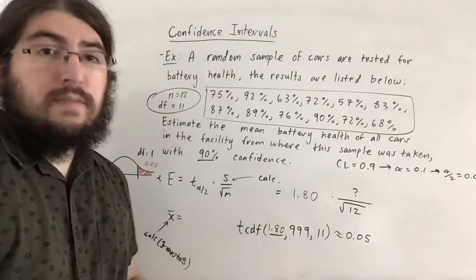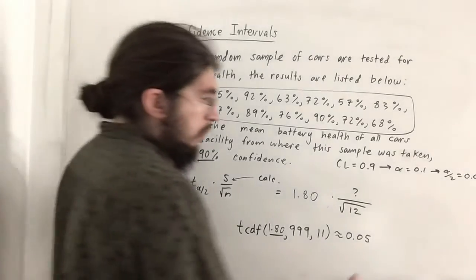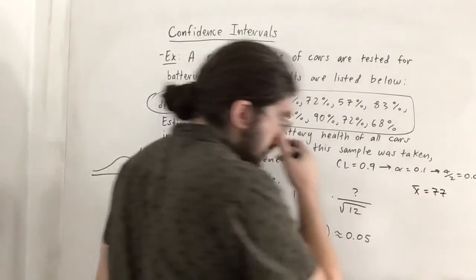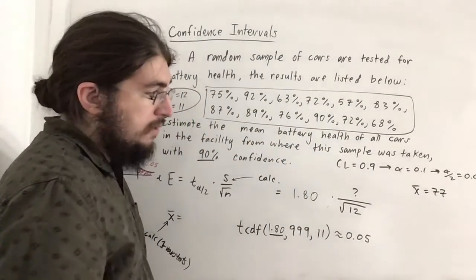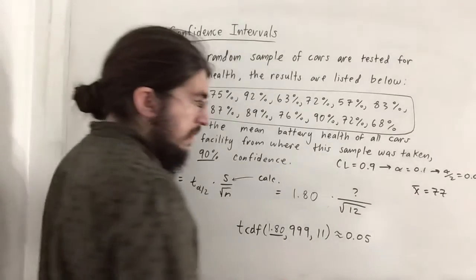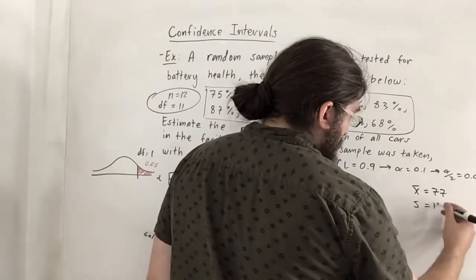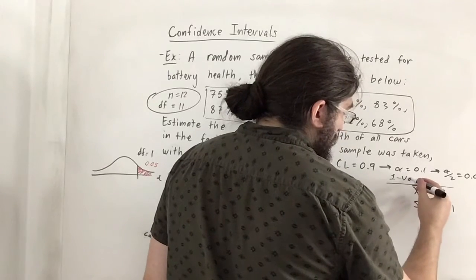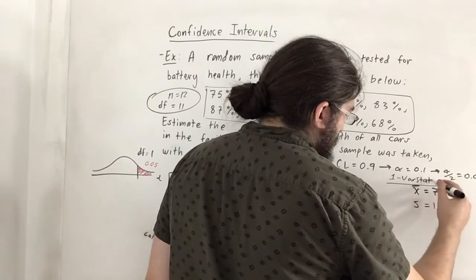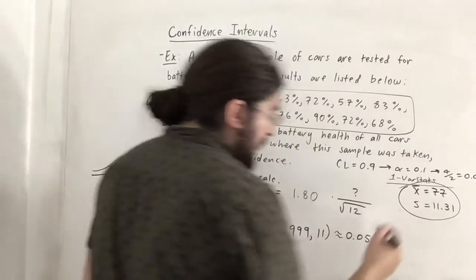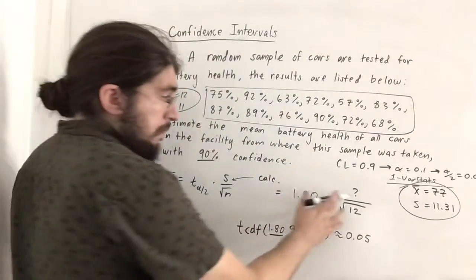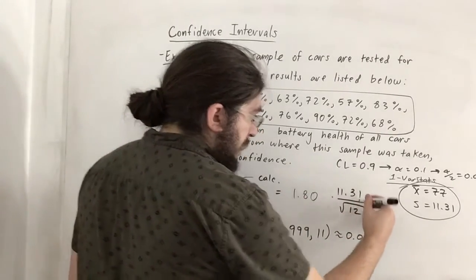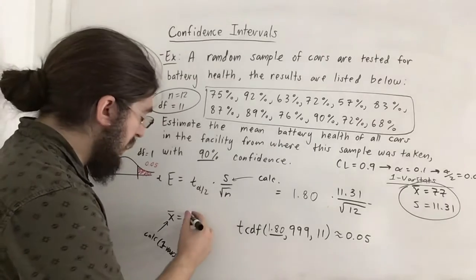All right, so using 1-Var Stats in my calculator, I got that X bar was 77. And S, the sample standard deviation, was about 11.31 if you round to 2 decimal places, which I'll do. And again, this is from 1-Var Stats. Perfect. So now we know S, so I'll plug that in here. That was the numerator after all in our formulation for E. And X bar, again, was 77.